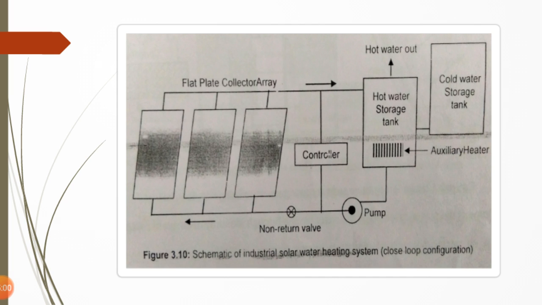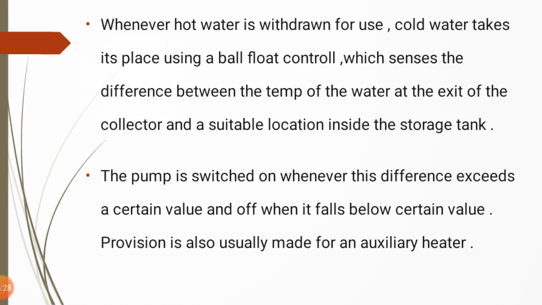Also, in this natural circulation system, there is a use of an auxiliary heater on rainy or cloudy days because there is no sunlight. In that case, we are able to collect hot water with the help of the auxiliary heater system. And this is the schematic of the closed loop configuration.